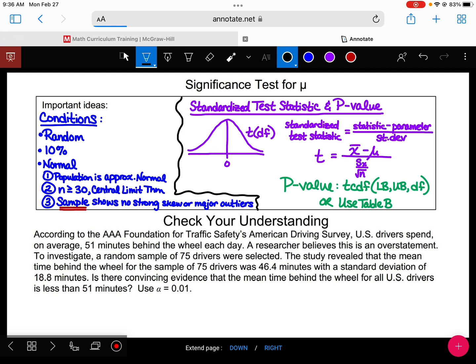Once you've got this copied down, I want you guys to try the check your understanding down below. While you're doing that, I am going to go ahead and pass back the test that you guys took on Friday.